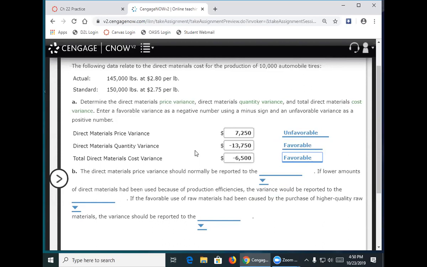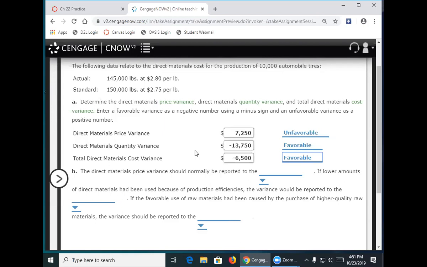So again, we can obviously see just by looking at it that we had a favorable quantity variance. But as far as putting a dollar amount on it, if we do that formula, we can see it cost us $13,750 less just for quantity. But our price was a little higher, right? It was 5 cents more per pound. But all total, we still had a 6,500 favorable variance. So our actual costs were less than our standard costs.